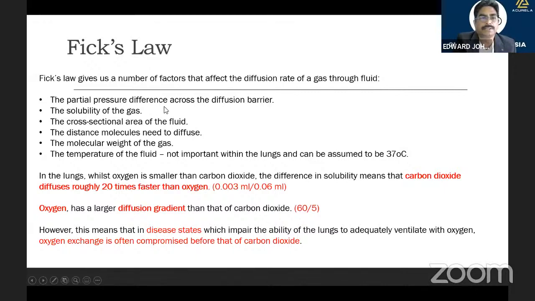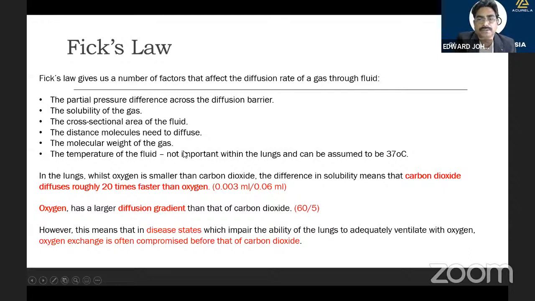Then the solubility of the gases. If the gas has high solubility, it diffuses fast. Then the cross-sectional area of the fluid. With more area of contact, there is more chance for diffusion. Then the distance the molecules need to diffuse. For oxygen, it has to diffuse from the alveoli through the alveolar epithelium and interstitial space, then the capillary endothelium, then it has to enter into the plasma. From the plasma, it has to travel to the RBC, then the RBC membrane, then the RBC cytoplasm, and only then does it reach the hemoglobin. So this is the distance the molecule has to travel.